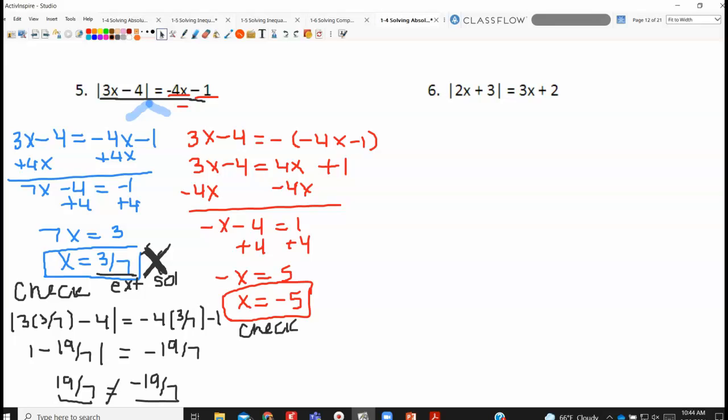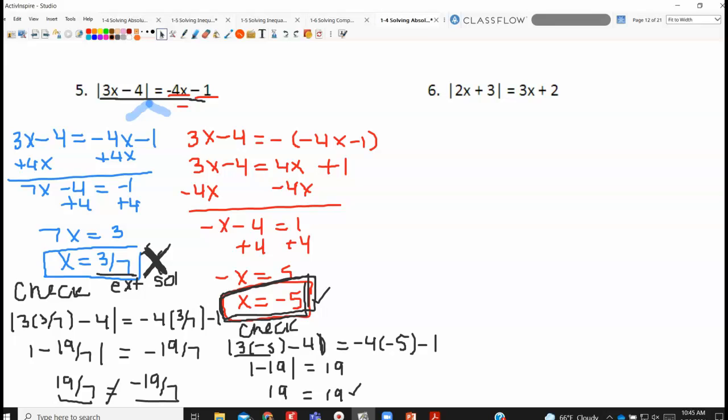And then you got to check negative 5. So 3 times negative 5 is negative 15. Negative 15 minus 4 is negative 19. But you're inside the absolute values. So on the left, you get 19. A negative times a negative is a positive 20. 20 minus 1 is 19. So we get 19 equals 19. So x equals negative 5 checks and is a solution.